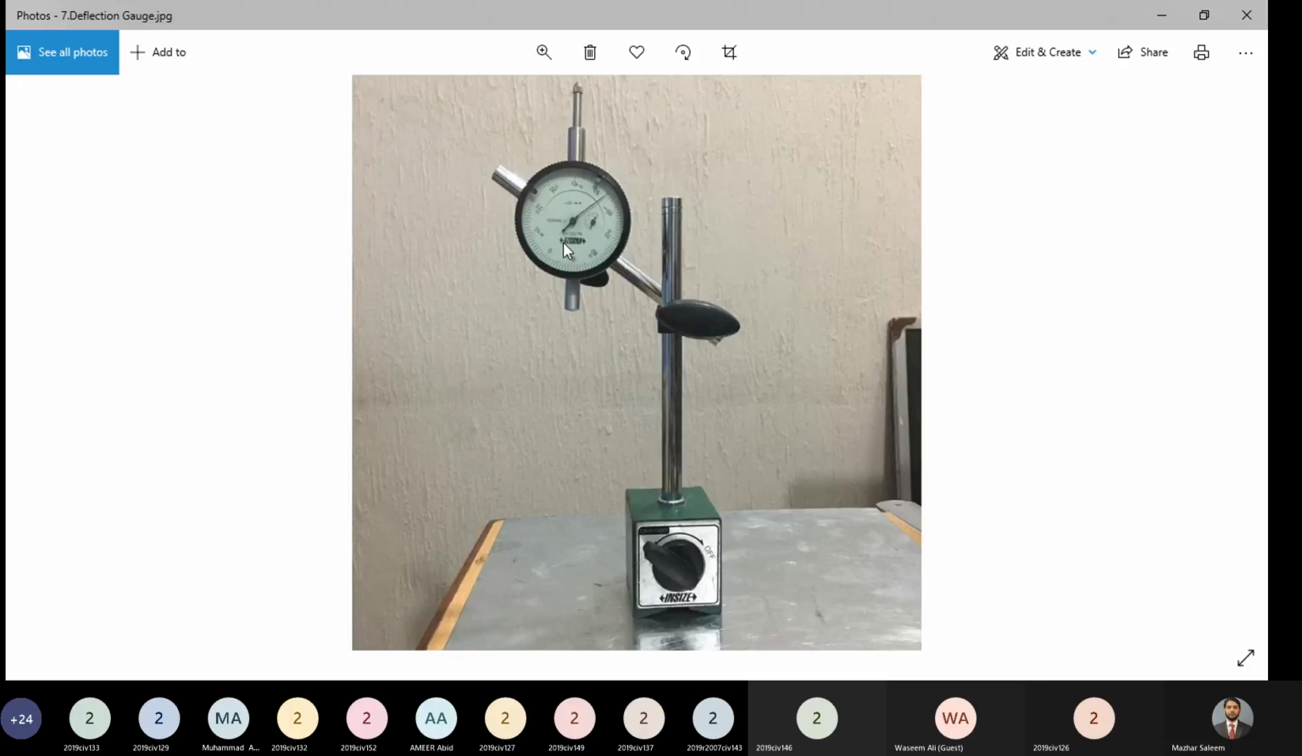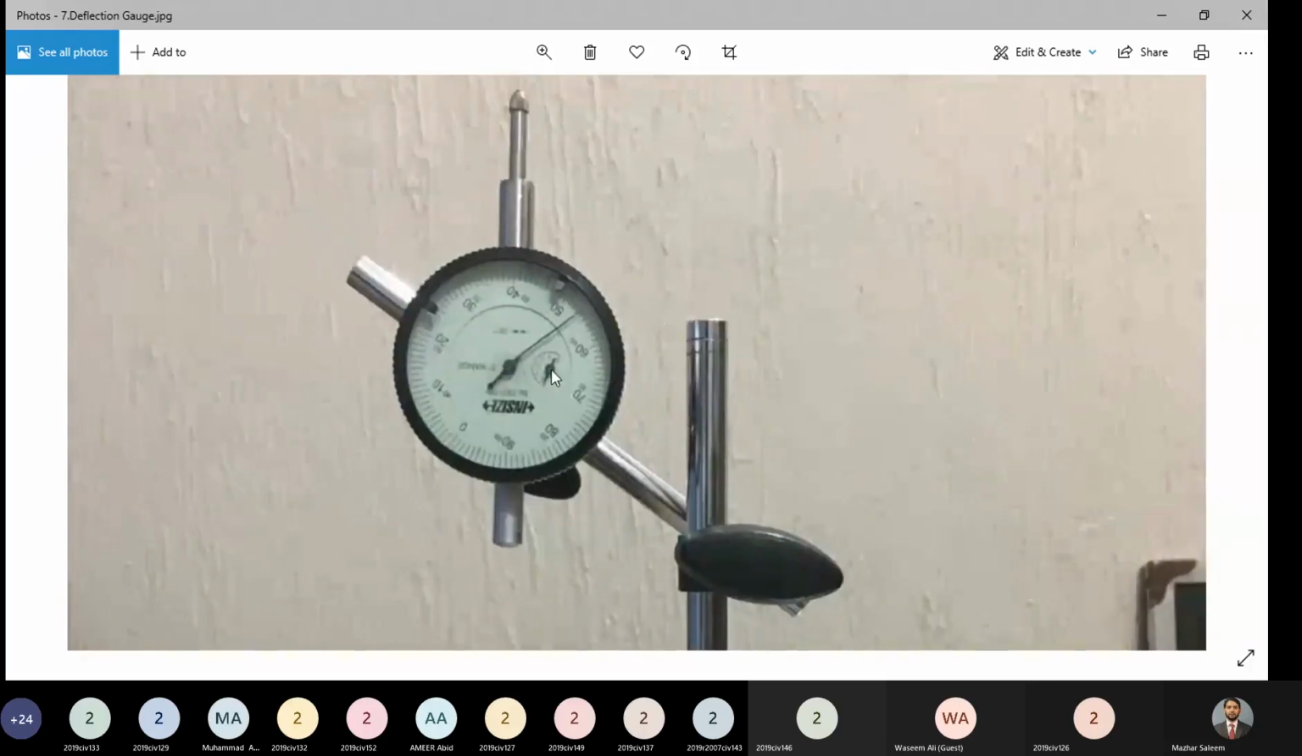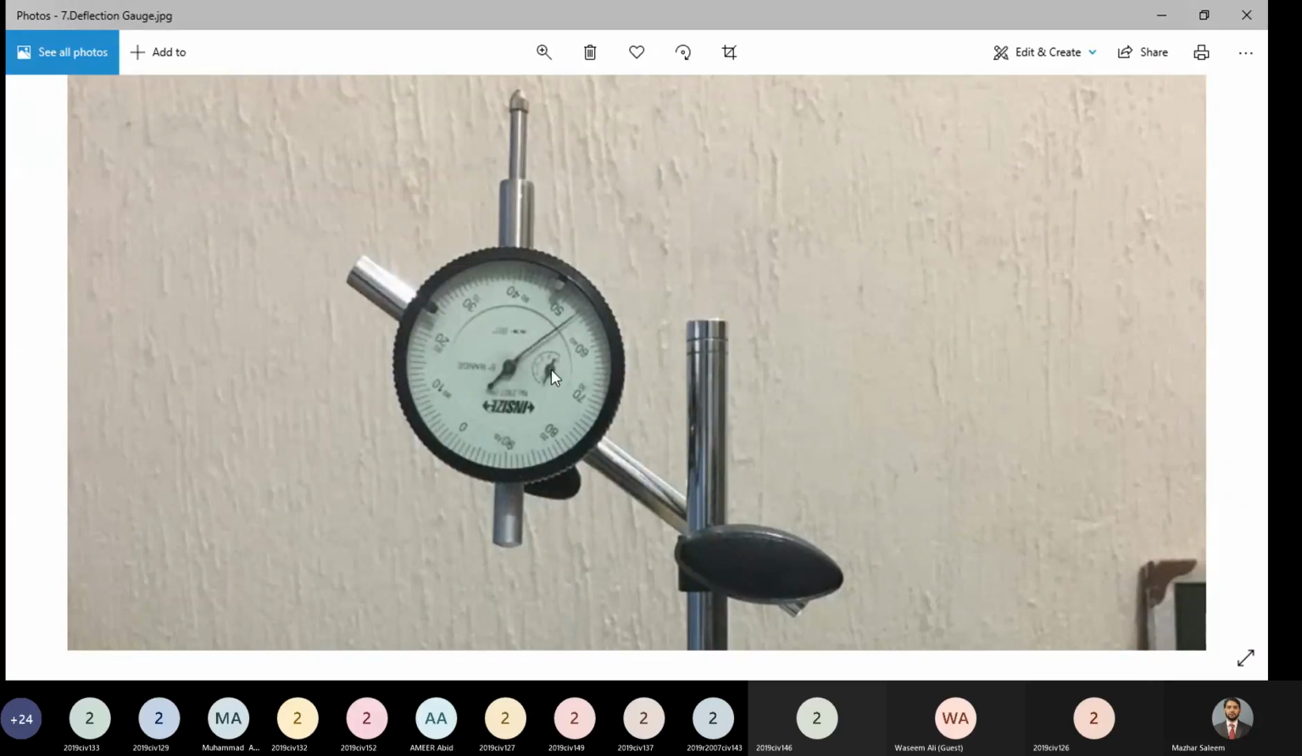Such instruments have provision for movement of the needle in both directions. While reading the observation from the instrument, you need to keep in mind whether the needle is rotating in clockwise or counterclockwise direction. In our case, I think in all the cases we will be measuring vertical deflection, and we will be using the instrument in this orientation.